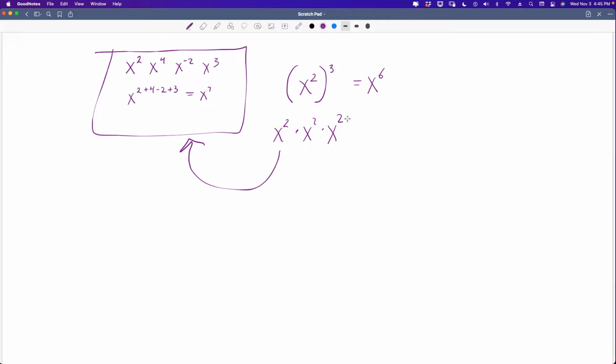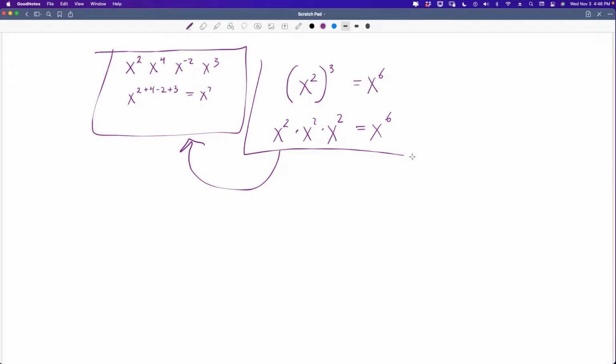We're just adding the same number 3 times. So 3 times 2 is 6. It's the same thing as this up here where we added 2 and 4, negative 2 and 3, and we got 7. It's just that this is all the same number. It's just regular multiplication. And that still equals x to the 6. This means this, which equals this.